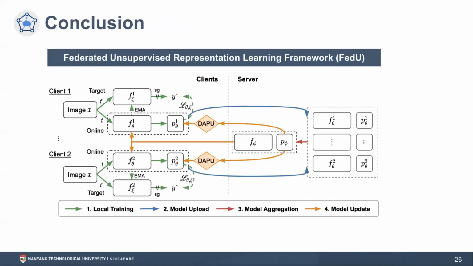In conclusion, we introduce a new framework, FedU, to learn generic representations from multiple parties by leveraging decentralized unlabeled data. We hope that FedU will encourage the community to explore learning visual representations from decentralized data under privacy constraints.